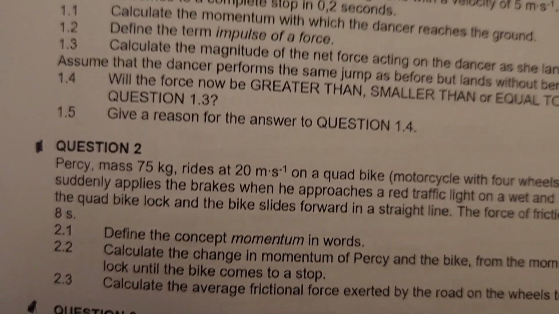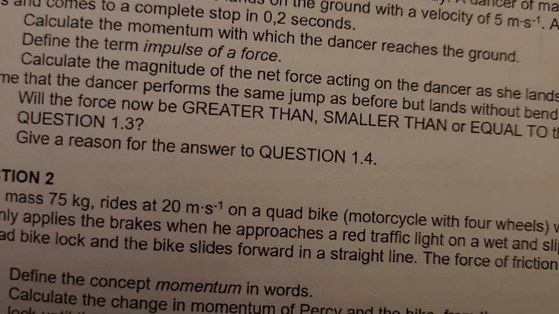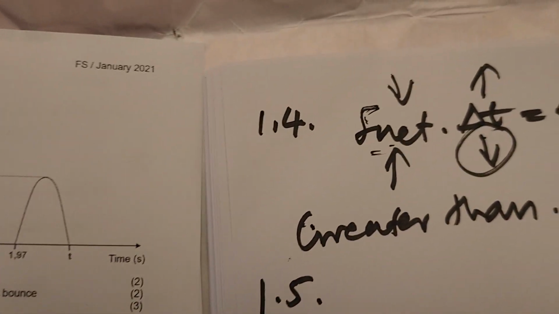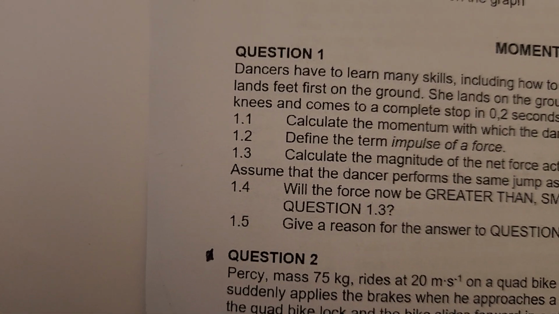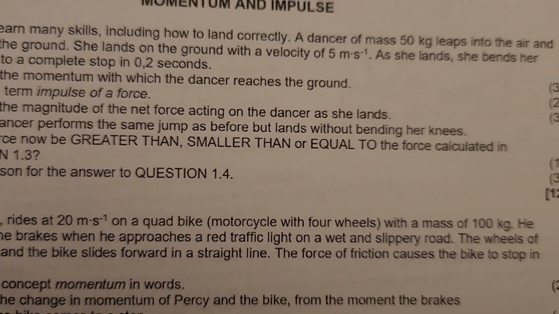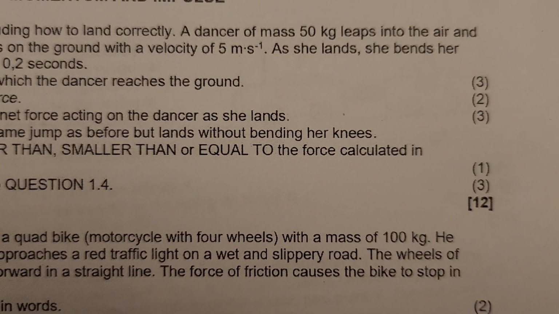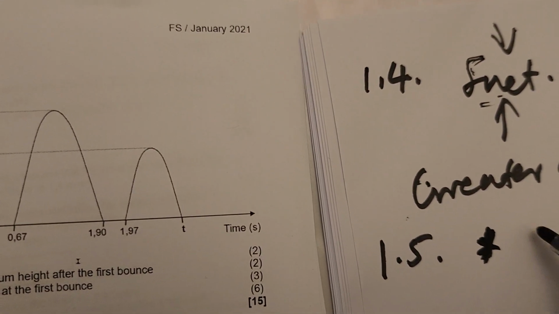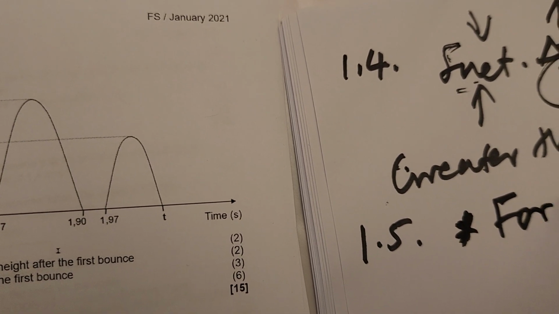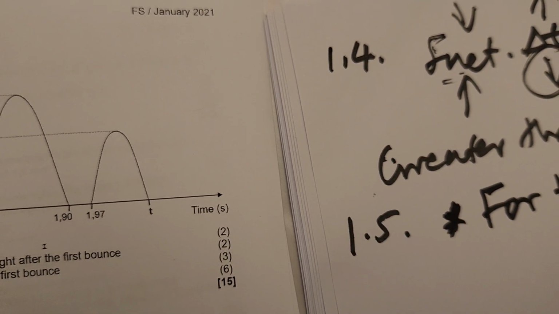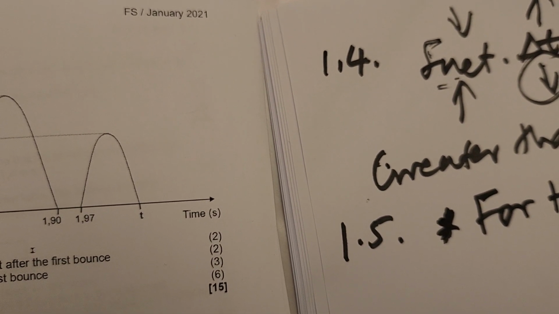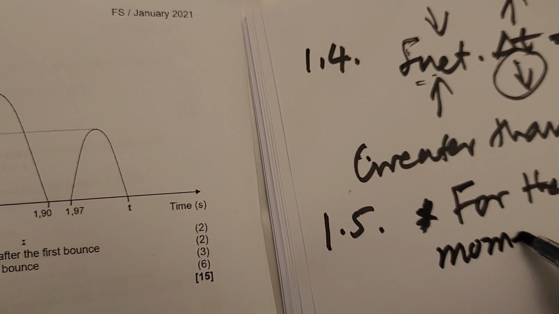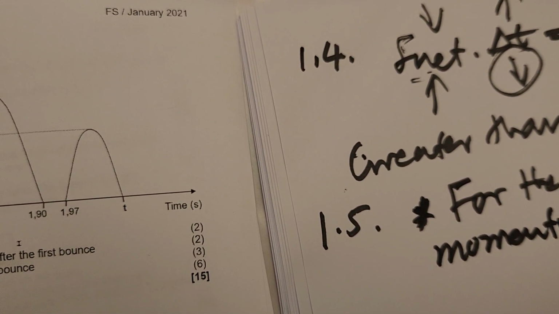Hopefully you must explain in the next question. Let's hear from that. They say, give reason for the answer in 1.4. If you say it's greater than, why? Now, as I have said, there are how many points? There are 3 points, 3 marks. Therefore, they need 3 points. Can you see it's 3 marks? The first point will say, now for the same momentum, for the same change in momentum, delta P.